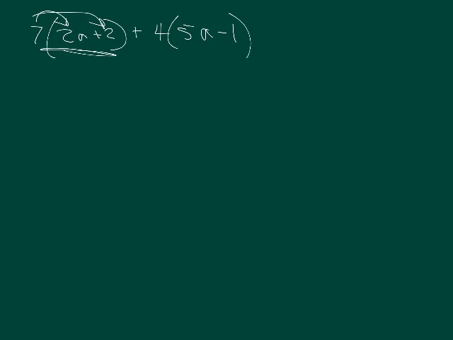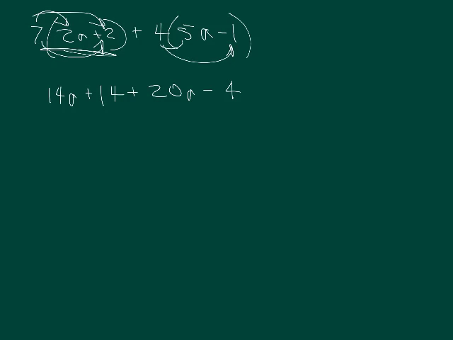When we get down to 33 to 44, what we're doing there is using our distributive property. Let's take one that's maybe a little bit more complicated, like number 44: 7 times 2a plus 2, plus 4 times 5a minus 1. So let's distribute that 7 times each one of those. 7 times 2a is 14a. 7 times 2 is 14. 4 times 5a is 20a. 4 times negative 1 is negative 4.